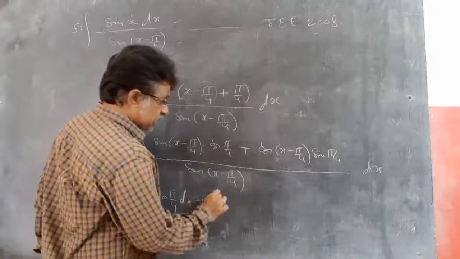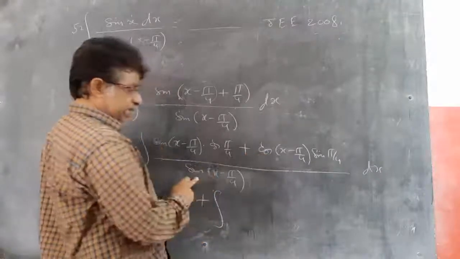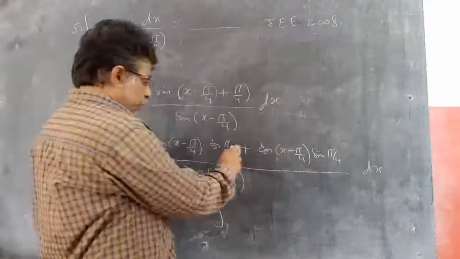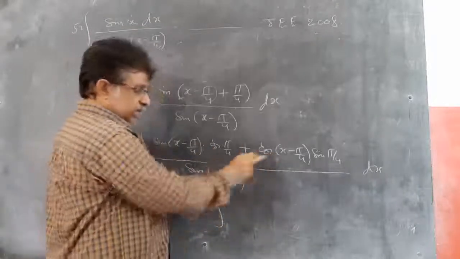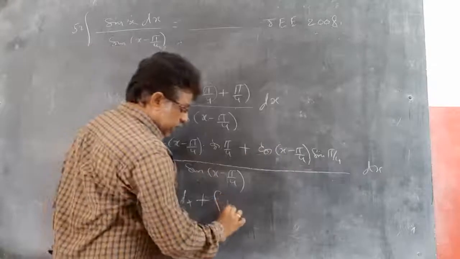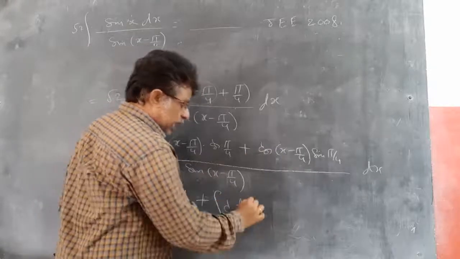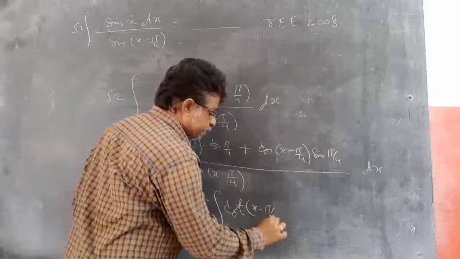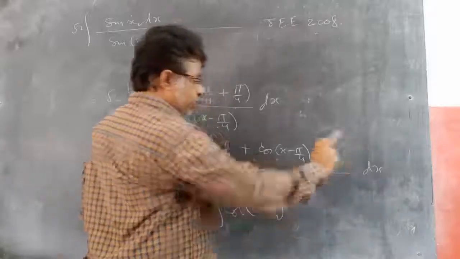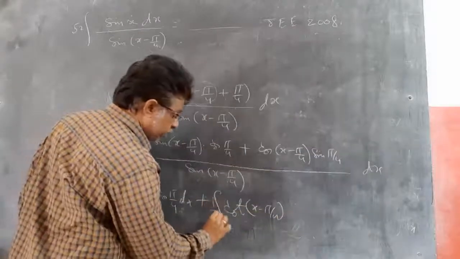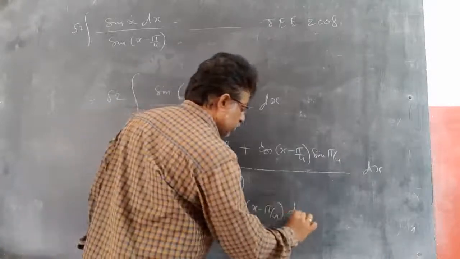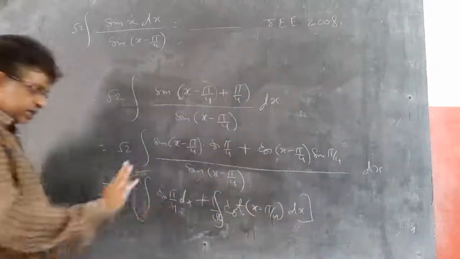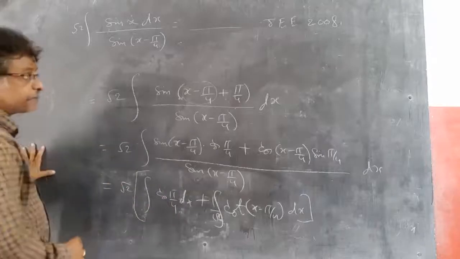Now for the integral of cos by sin, if I split into two parts, this by this, these two get cancelled, cos pi by 4. This by this, cos by sin is cot of (x minus pi by 4) into sin pi by 4, which is constant, 1 by root 2 I can write outside. Now separate the integration over the sum, it is very simple.